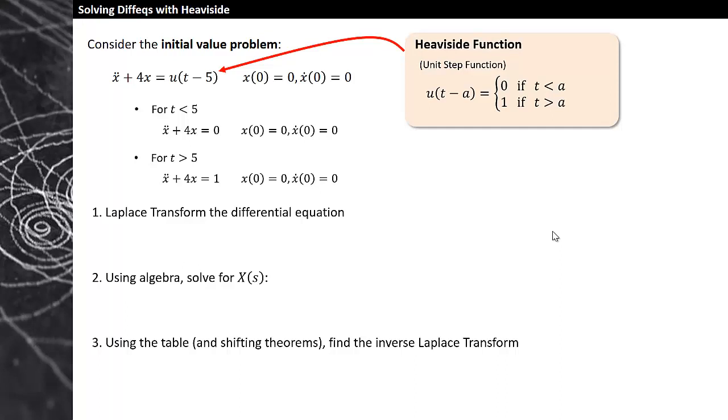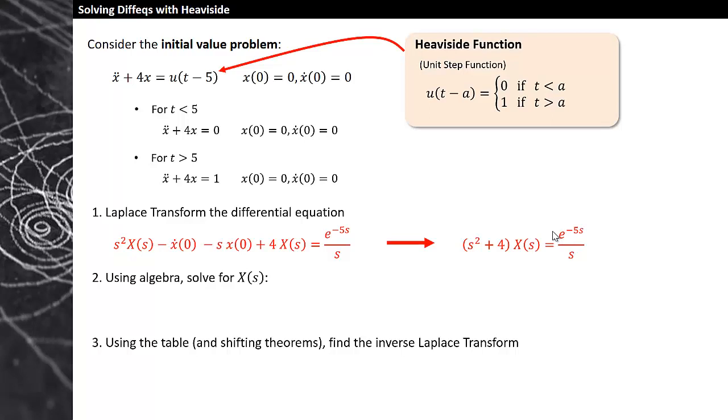Okay, so let's apply each of these steps to the differential equation example we have here. Let's first Laplace transform our differential equation. We have to take a transform of the second derivative, and using the rules for the Laplace transform of the second derivative, we get s squared times X of s minus x dot at 0 minus s times x of 0. That's the second derivative term, plus 4 capital X of s is equal to, and now we have to use the Laplace transform of the Heaviside function, which is e to the minus 5s over s.